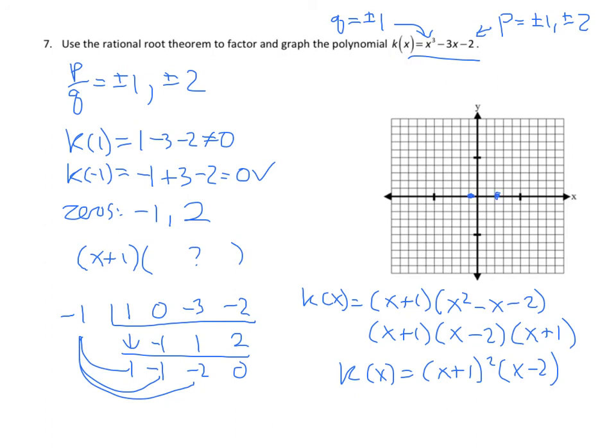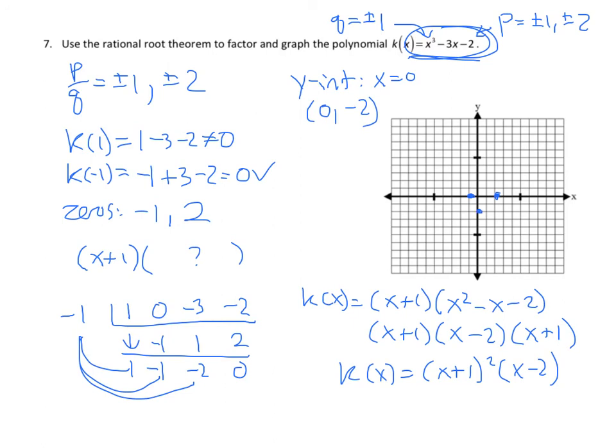And then I need to find the y-intercept when I graph. So remember, we always plug in x equals 0. If I plug in 0 for x, which is easier to do up here in expanded form, I'm going to get the point 0, negative 2. So my y-intercept is negative 2.